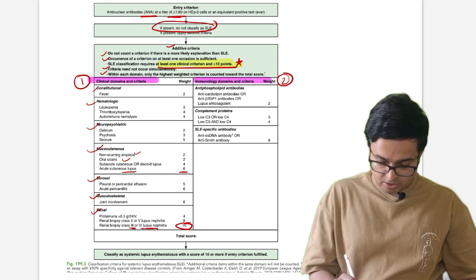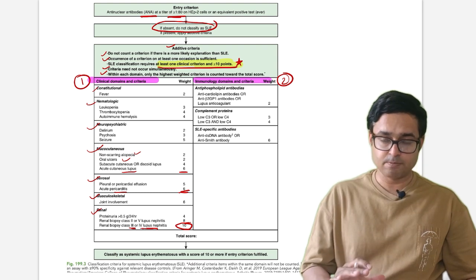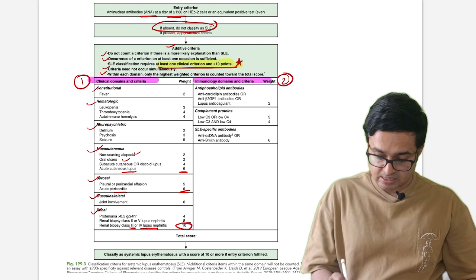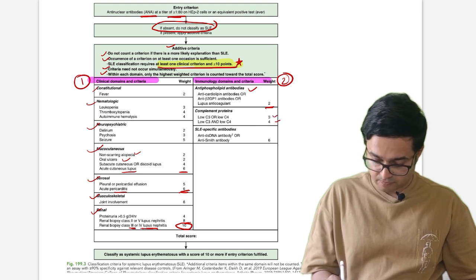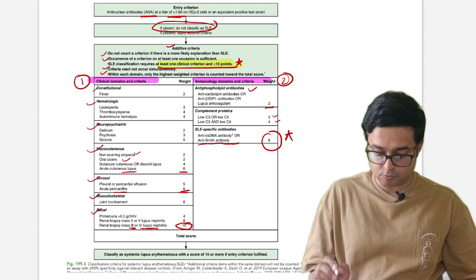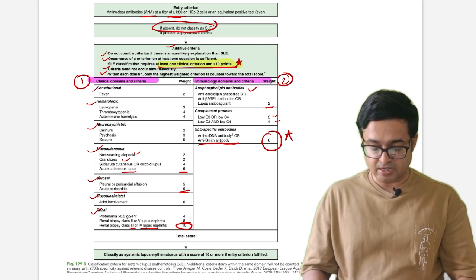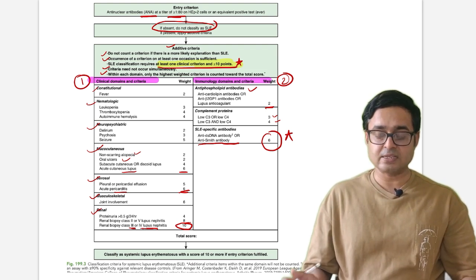So just remember, acute pericarditis is 6. So overall this should be 10. What are the immunological criteria? Antiphospholipid antibodies like lupus anticoagulant, anticardiolipin is 2; low C3 or low C4 is 3, 4. But SLE specific antibodies, just remember anti-dsDNA and anti-Smith antibodies, these are 6 points. Okay, so a score of 10 or more, if the entry criteria is fulfilled, will be diagnosed as SLE.